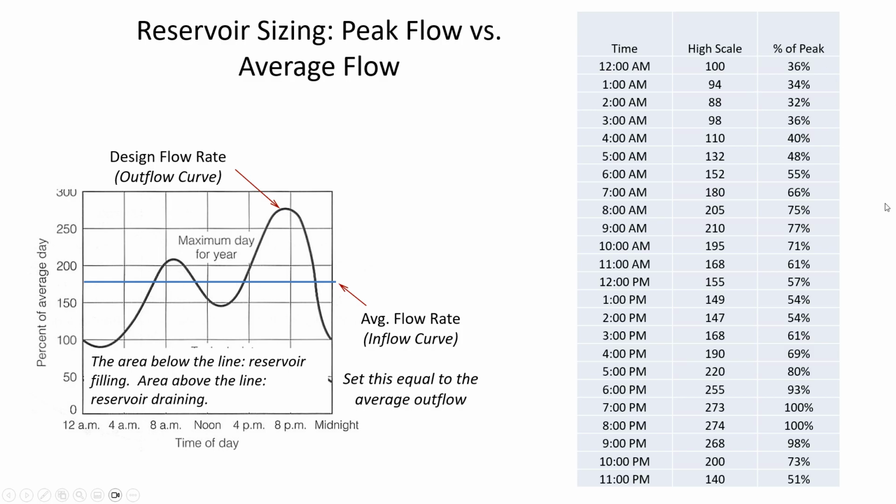So maybe your network was 500 liters per second. So 500 liters per second is the demand at 7 and 8 p.m. And so then the flow rate that's demanded by your network at midnight would be 36% of 500 liters per second. And so hour by hour, you know the flow rate out of the reservoir. And the flow rate into the reservoir, we'll assume, is the average of the outflows.